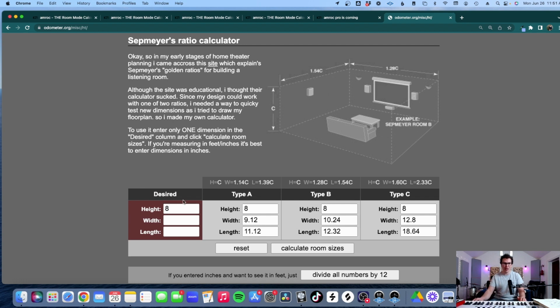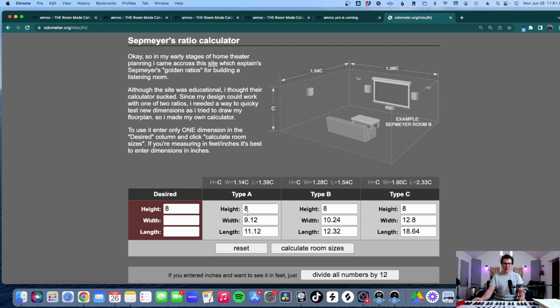is the standard height in most homes built these days, the type A, which is going to be the best ratio, is going to be a width of 9.12 feet and then a length of 11.12 feet. So a pretty small room, right, with a ceiling height of 8. If you go to type B, you get a slightly larger room. Type C, you can get an even larger room with the sacrifice of potentially worse acoustics is the idea.